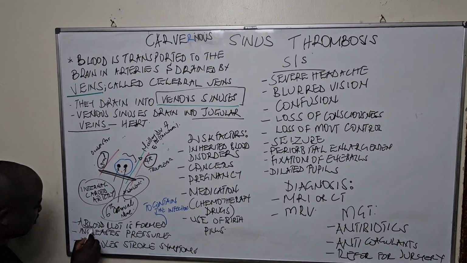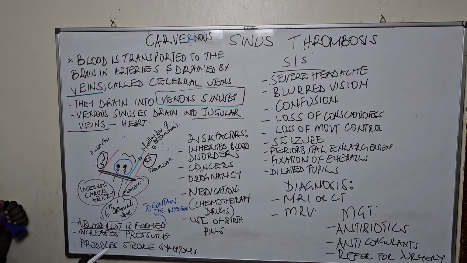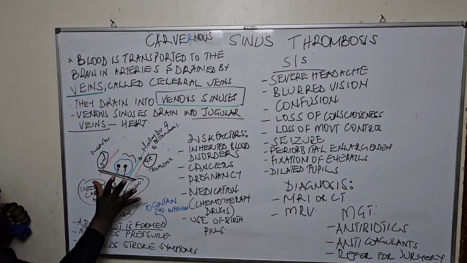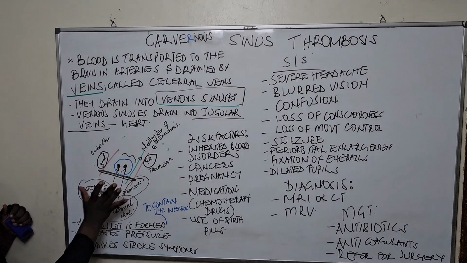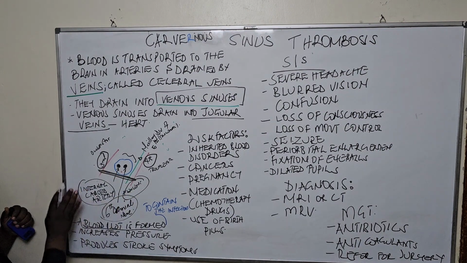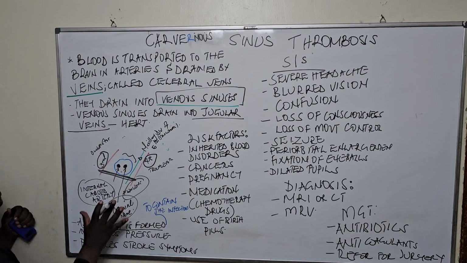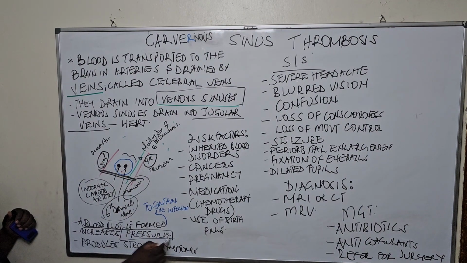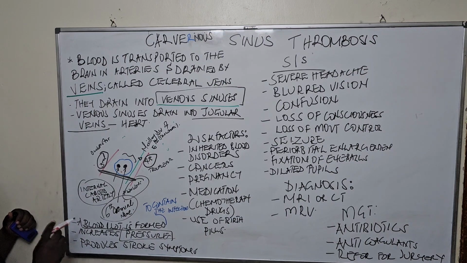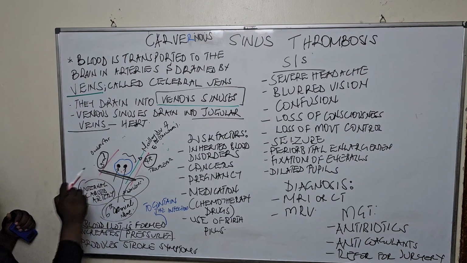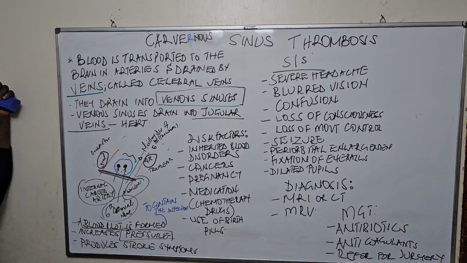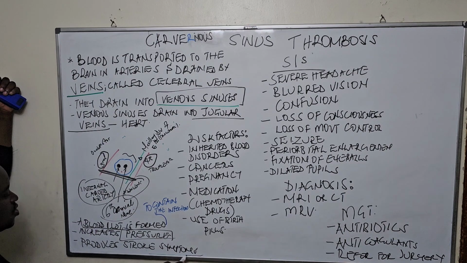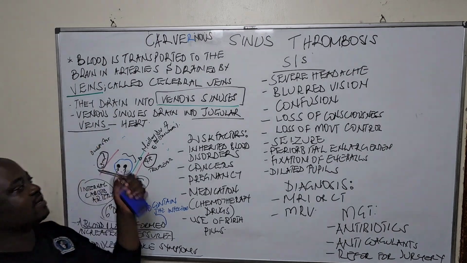So what happens is the body itself forms a blood clot. Remember, this area is where all the veins are returning blood, through the venous sinus. When the clot forms, it is going to increase pressure. After pressure increases, this is what produces stroke-like symptoms.